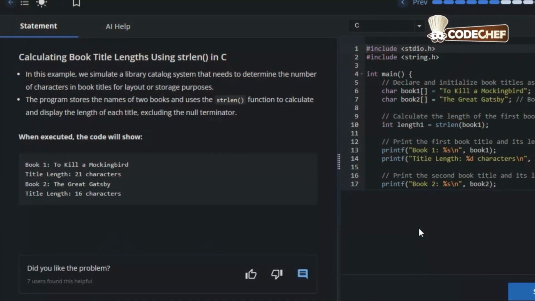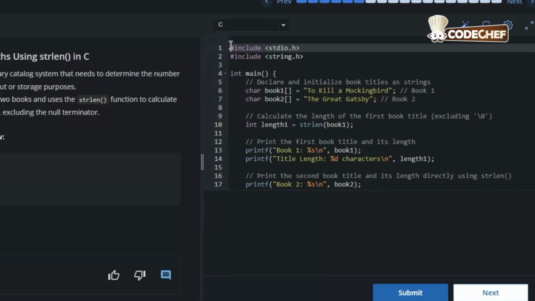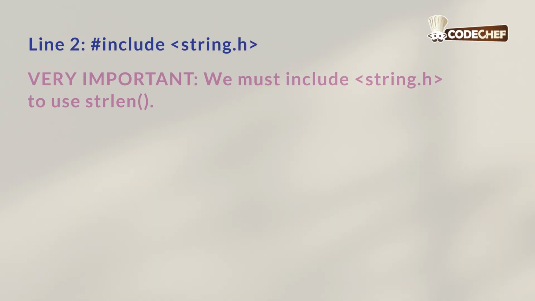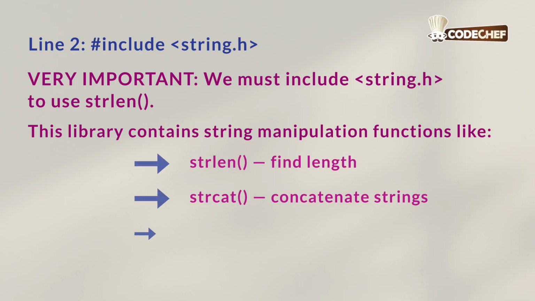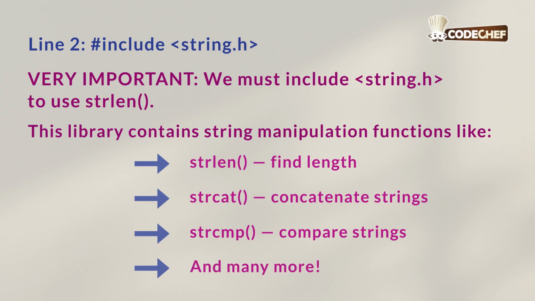This example is of a library catalog system that needs to know the length of book titles. Here in the code we start with including the standard input-output library and the string library. Now let's look at the string library more carefully. It is extremely important to include the string library. The library contains string manipulation functions like strlen, strcat, strcmp, and many more.